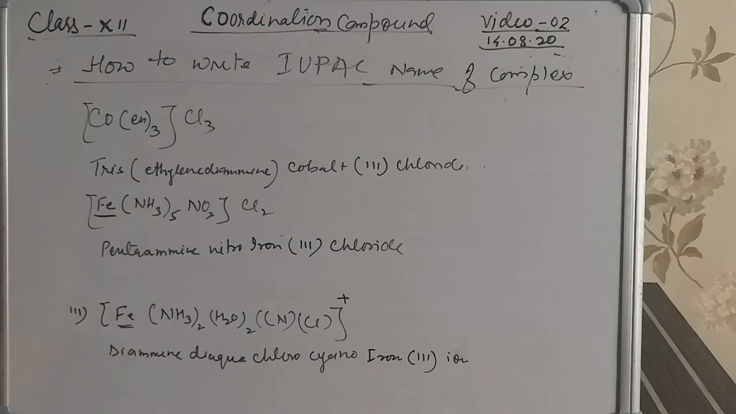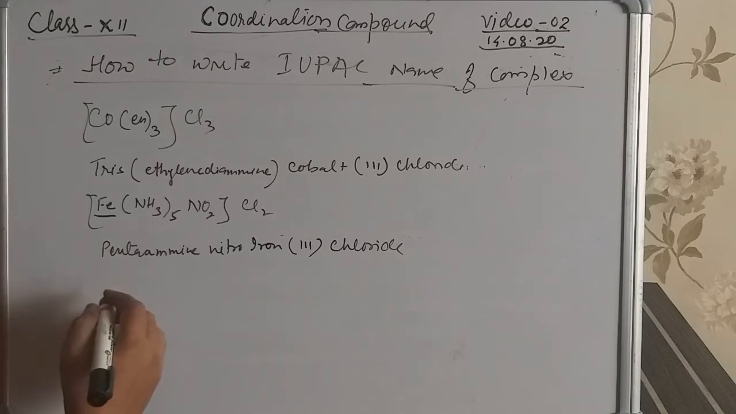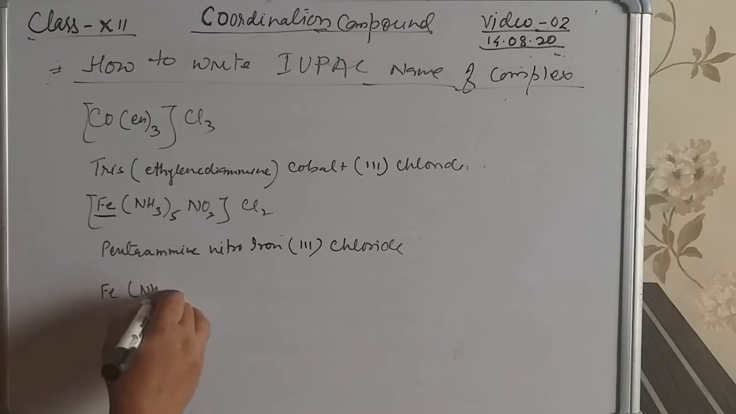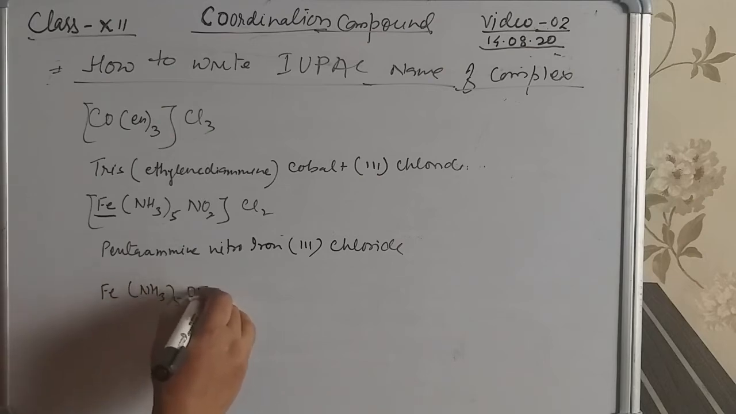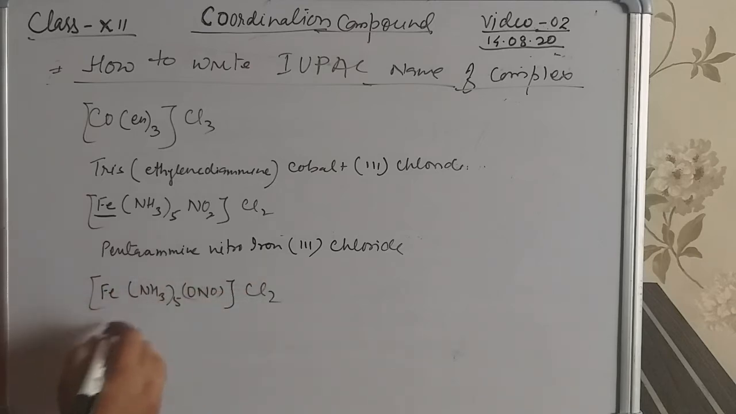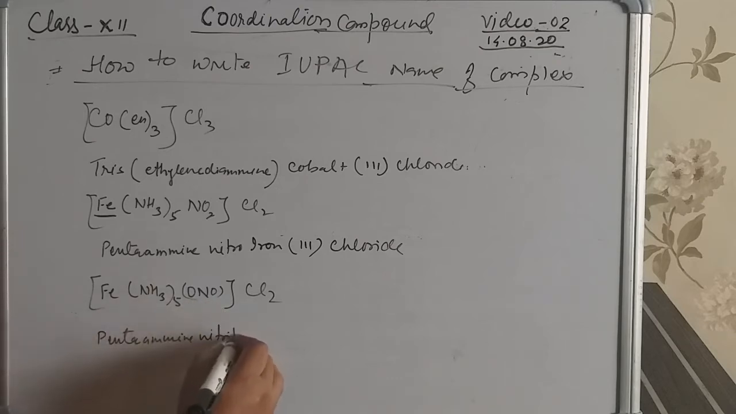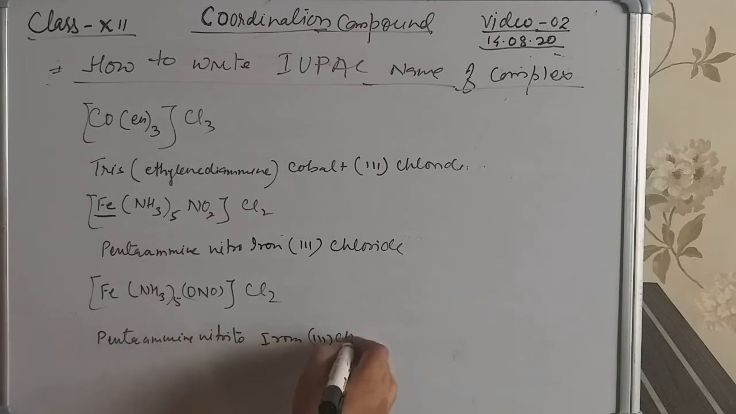So suppose we change the ligands like this: [Fe(NH3)5ONO]Cl2, we write ONO here. In that condition, the name of this compound is pentaammine nitrito iron(III) chloride.